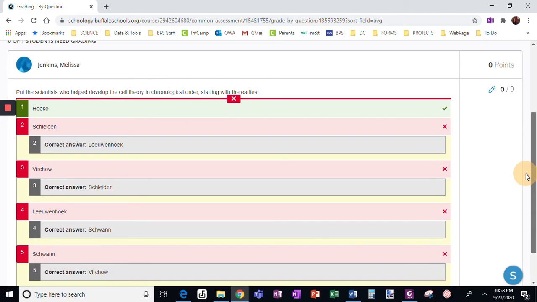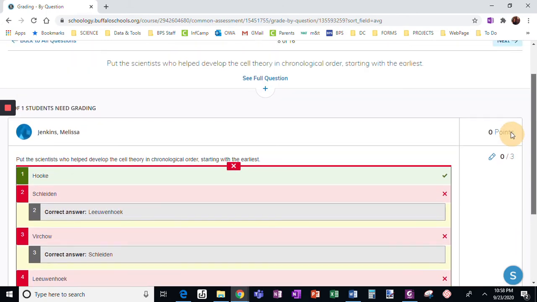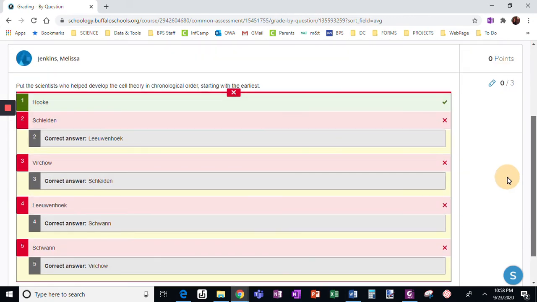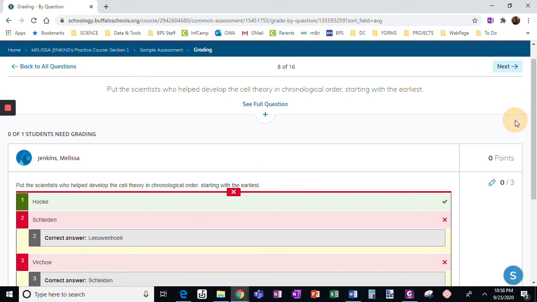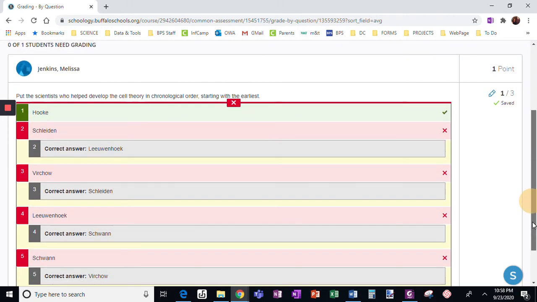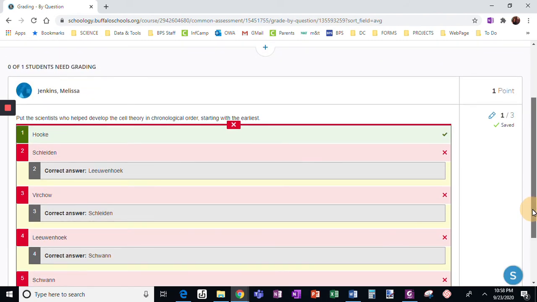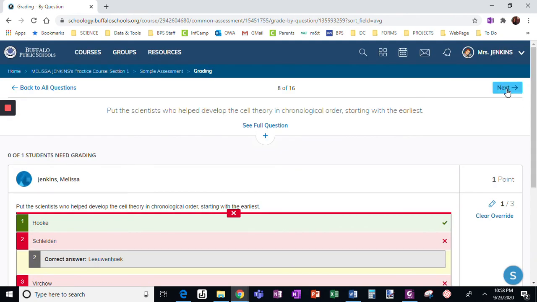Okay, so remember, this is the one that I just moved things around because I didn't know. Hook was first randomly. You can decide to give partial credit or not. You might just give 1 point. If there were more students who had answered the same question, you would just keep scrolling down to check them all.